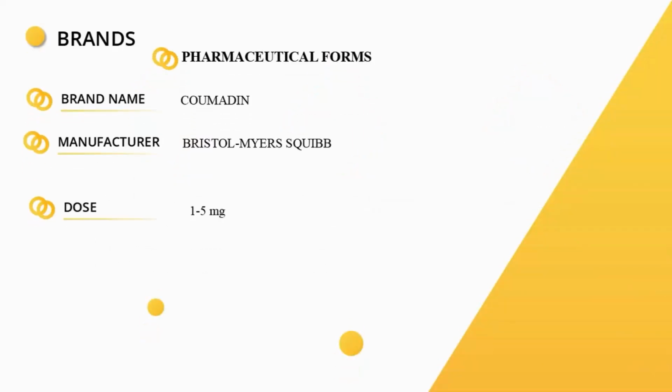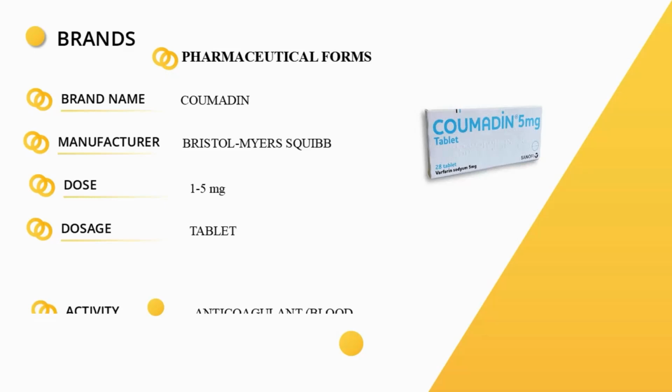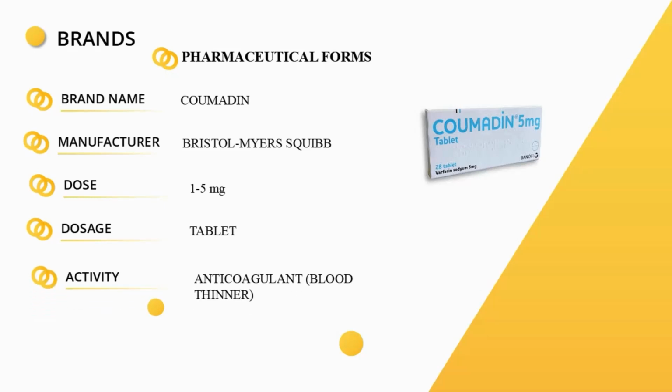Coumarins are used in the formulation and evaluation of different pharmaceutical dosage forms. So you can see over here some important and famous products that have been launched in which different coumarins are used as phytoconstituents. The first brand is Coumadin. It is manufactured by Bristol Myers Squibb and we take its dose 1 milligram to 5 milligrams per day. It is formulated in tablet dosage form and it has anticoagulant activity, that is called blood thinner activity.